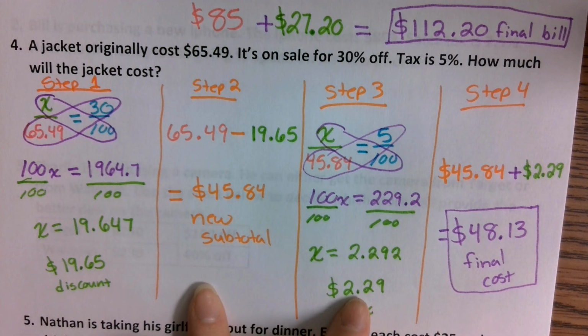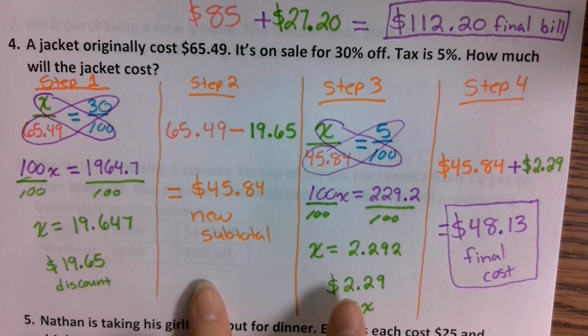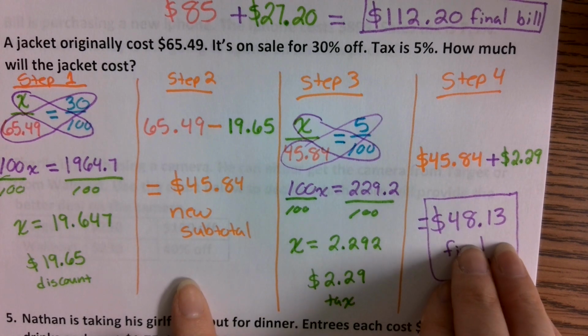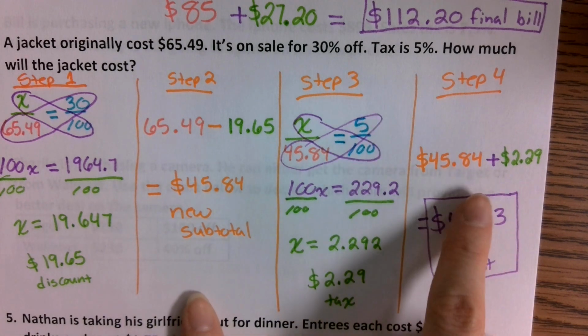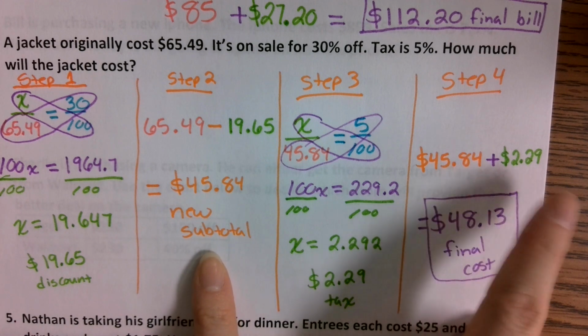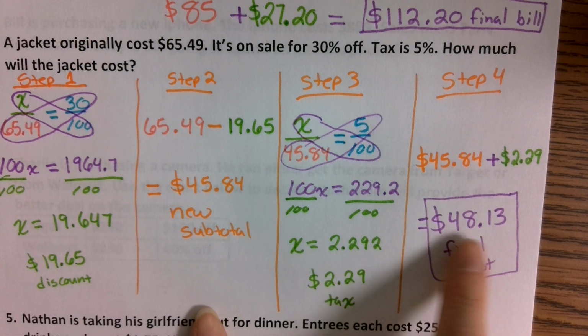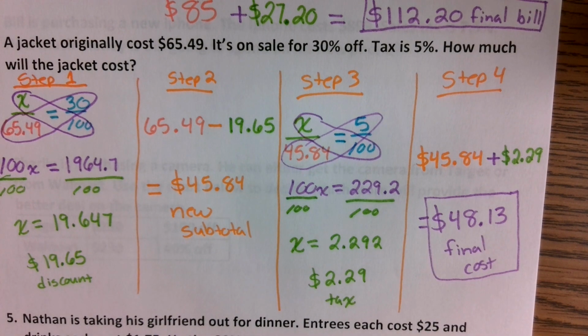Cross product to solve, and you're going to get that your tax is $2.29. We add tax back onto the cost because you have to pay for the jacket and you have to pay for the tax. So step 4 is to add your new subtotal and your tax together. So the cost of the jacket in total is $48.13.